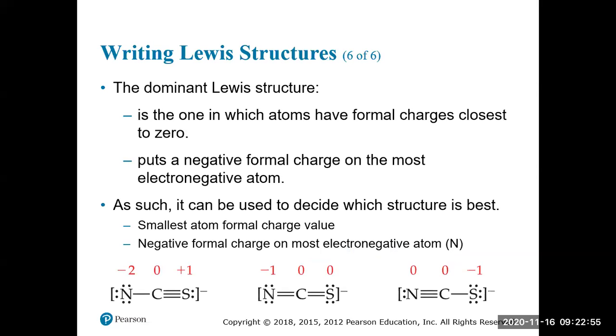We'd use that formal charge information here. And then we would say, okay, for the different arrangements, what's that formal charge? Which one has the values closest to 0? If we still can't figure it out after that, then we ask which configuration puts a negative formal charge on the most electronegative atom. And that helps us understand which structure is the correct one.